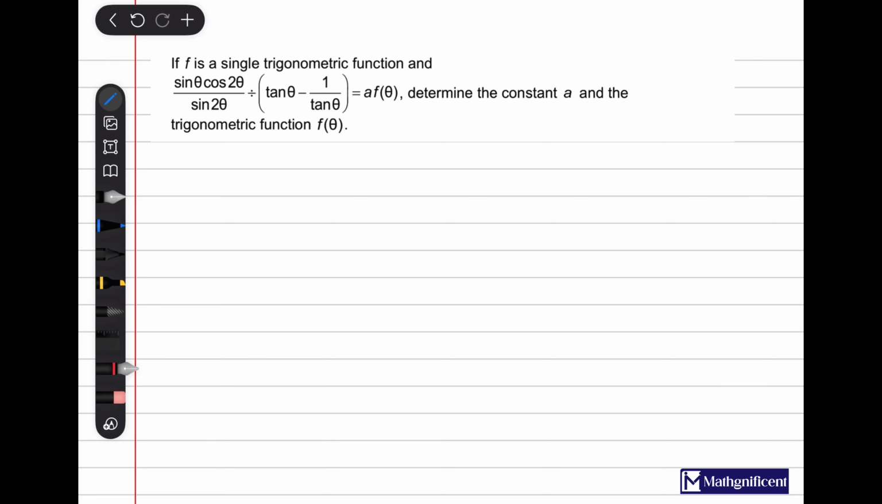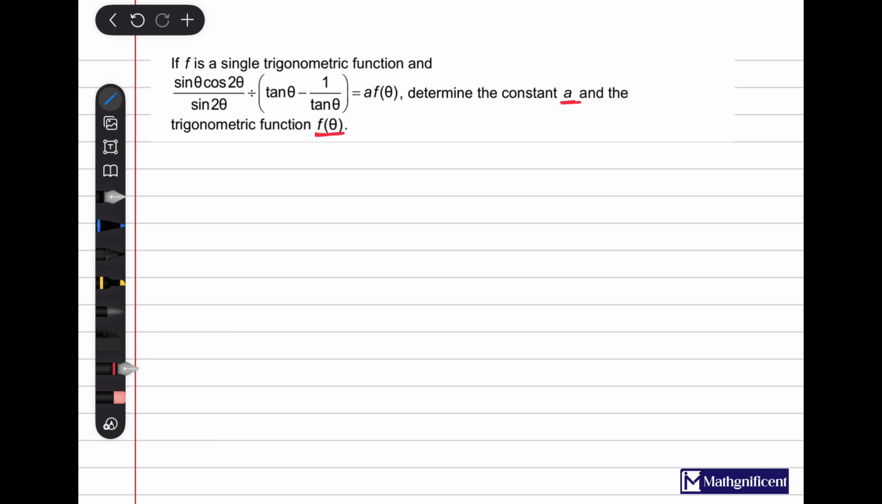Good day, guys. So today we are working on this question that is based on trigonometry. It says that if f is a single trigonometric function and sine theta times cos 2 theta all over sine 2 theta divided by open bracket tan theta minus 1 over tan theta close bracket is equal to a times f of theta, determine the constant a and the trigonometric function f of theta.